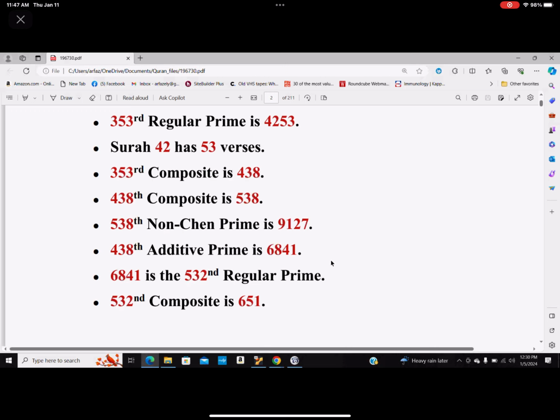438's additive prime is 6841. Notice 6841. 6 plus 8 is 14, plus 4 is 18, plus 1 is 19. Additive prime is that when you add up the digits, it adds up to a prime number. Okay, so 19 is a prime number. So 6841 happens to be the 532nd regular prime.